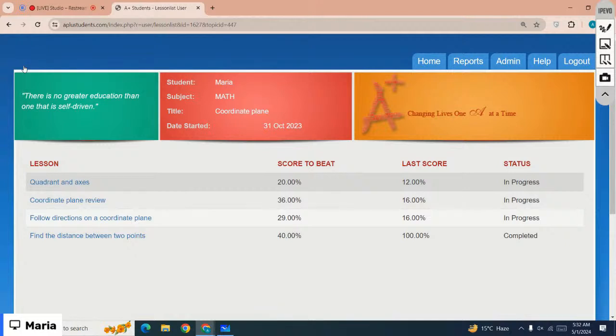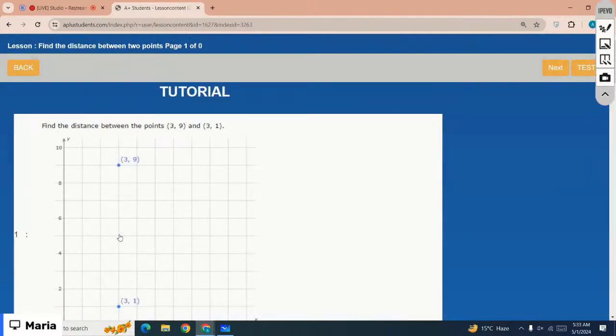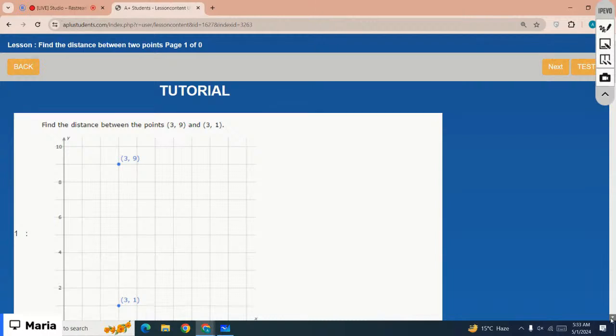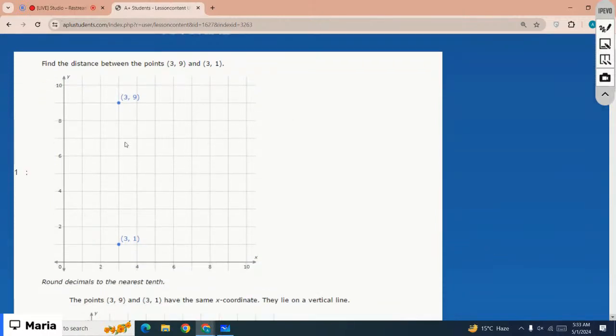The next lesson is find the distance between 2 points. Find the distance between the points 3, 9 and 3, 1. You can see they have the same x coordinates, right? You have to subtract the y coordinates, 9 minus 1. That means the distance between the 2 points is 8.